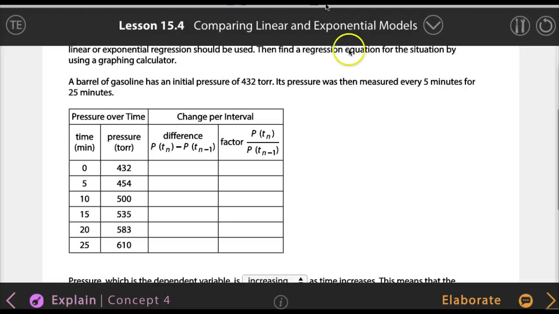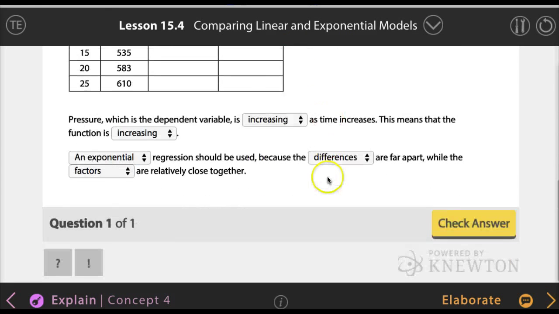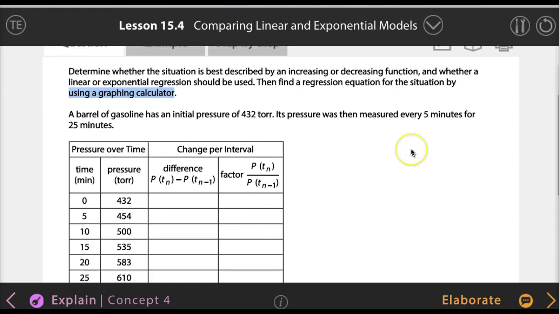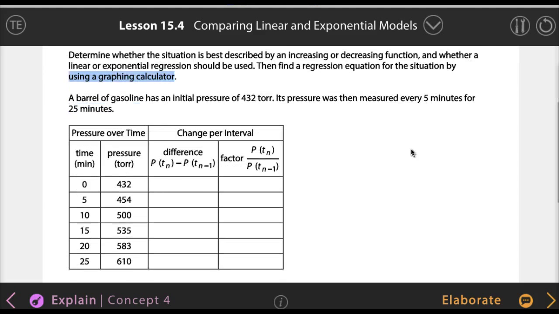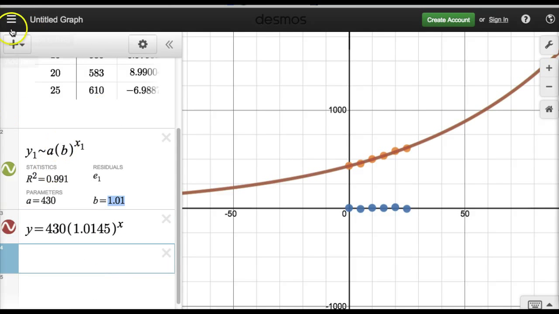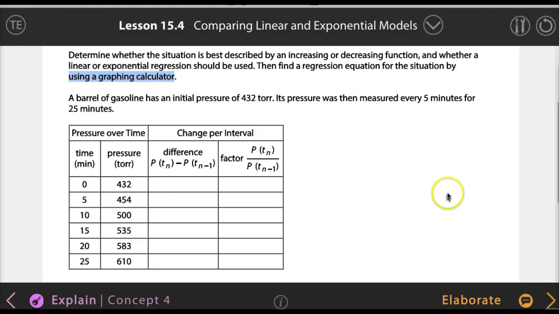Now if you go back to the question, what did it say? It is not part of this answer, but it says, then find a regression equation for the situation by using a graphing calculator. What that means is you have to come up with an equation for that. And so what's your answer? This one right here: y is equal to 430 times 1.0145 raised to the power of x. And of course, if this is homework, what do you have to do? You've got to take a screenshot of this side right here. And that is how you're going to give me the answer.